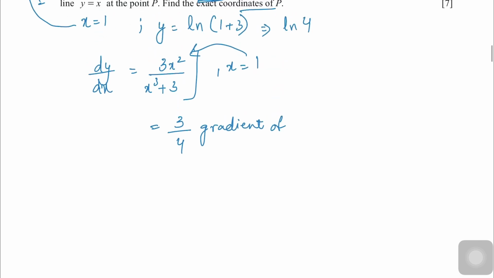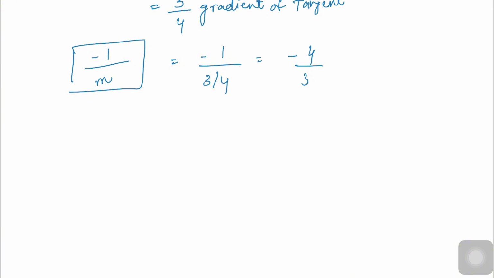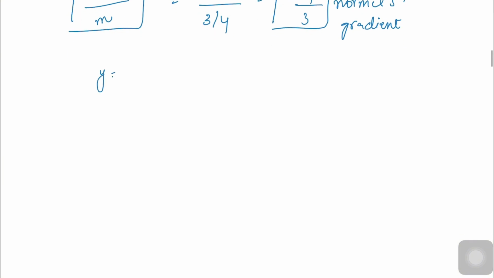Gradient of tangent. For the gradient of normal, we'll be using this formula. So this would be negative 1 over 3 over 4. So this would finally be written as negative 4 over 3 as our normal's gradient. So we have our equation as y equals negative 4 over 3 x plus c.